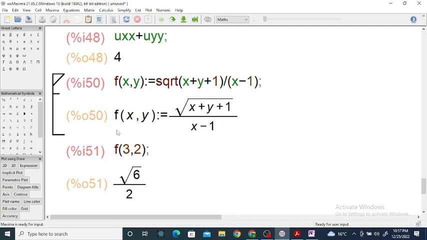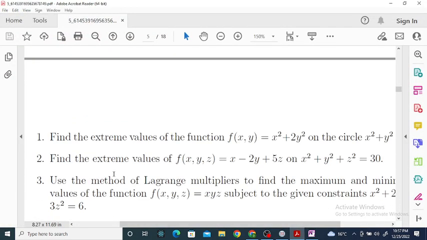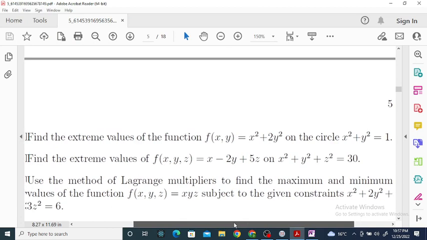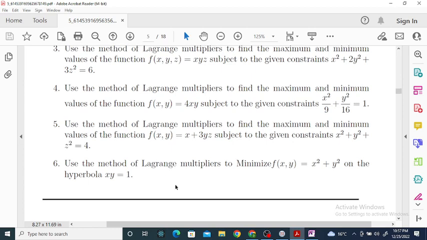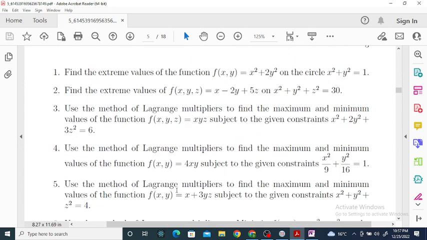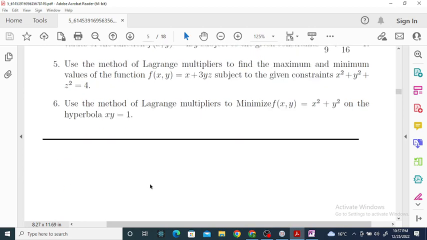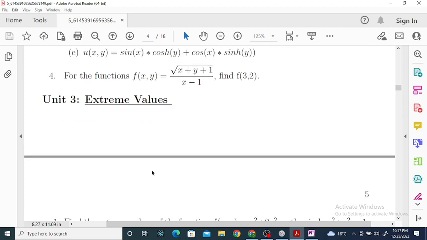So this is the value of the function f of x, y at the point x equal to 3 and y equal to 2. The next example: find the extreme value of the function on the circle. I'm going to take a simple example here. Find the extreme value using the method of Lagrange's multipliers.